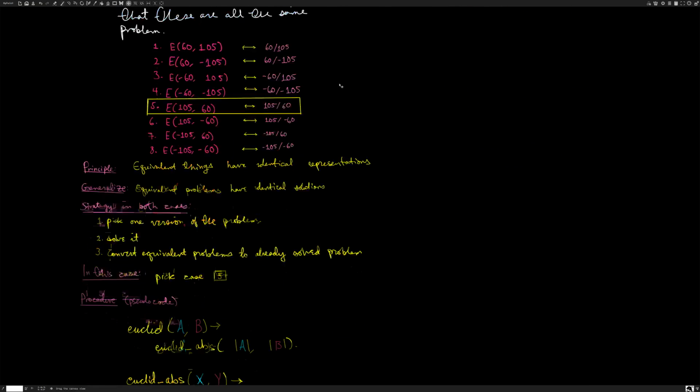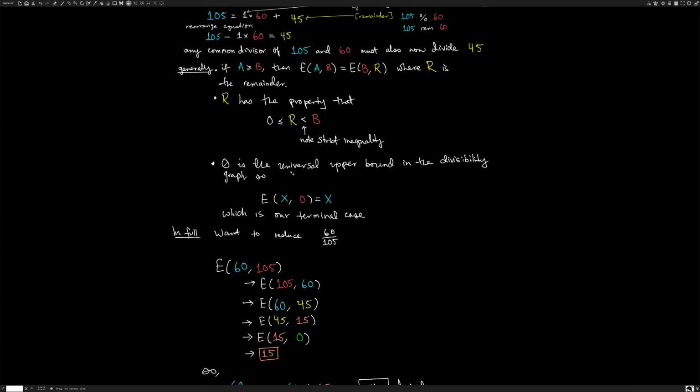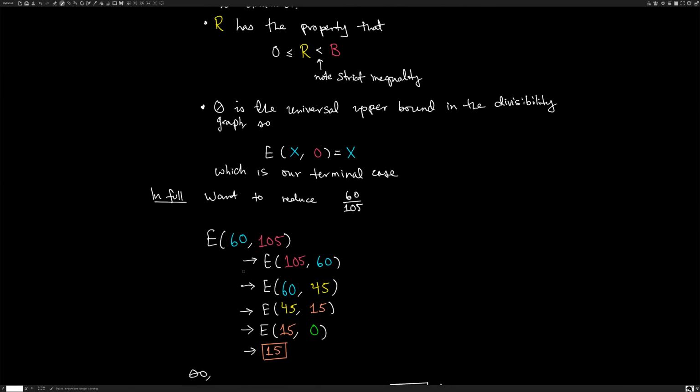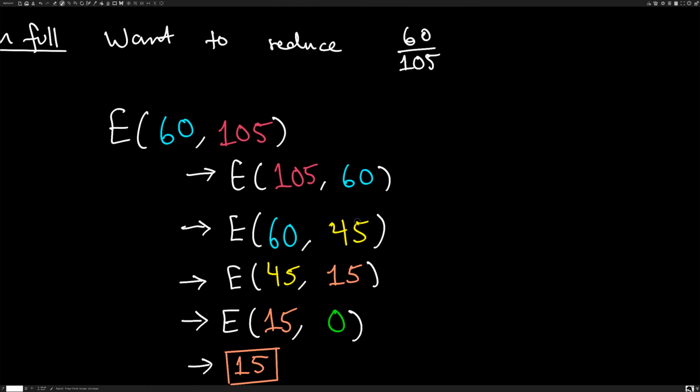So let me show you how this works. In full, we want to reduce 60 divided by 105. So we call E of 60, 105. This gives us E of 105 and 60, which is E of 60 and 45, because 45 is the remainder of 105 divided by 60. Well, the remainder of 60 divided by 45 is 15. So 60 is equal to 1 times 45 plus 15. Well, 45 is equal to 3 times 15 plus 0, so the answer is 15.